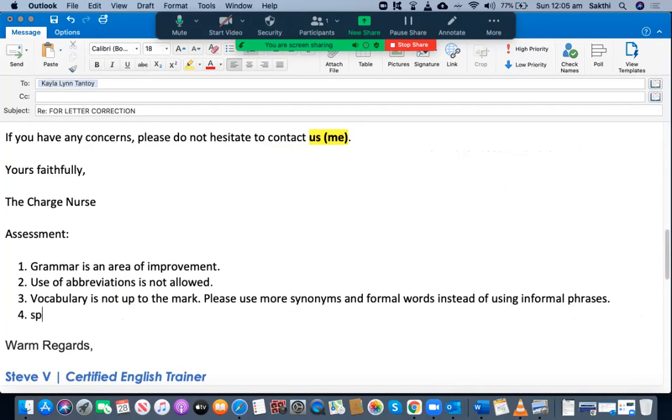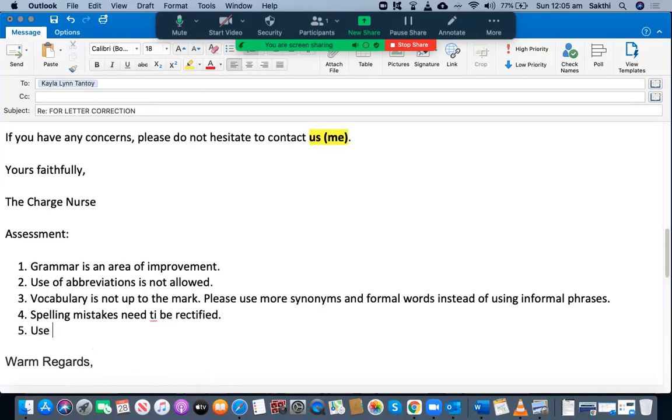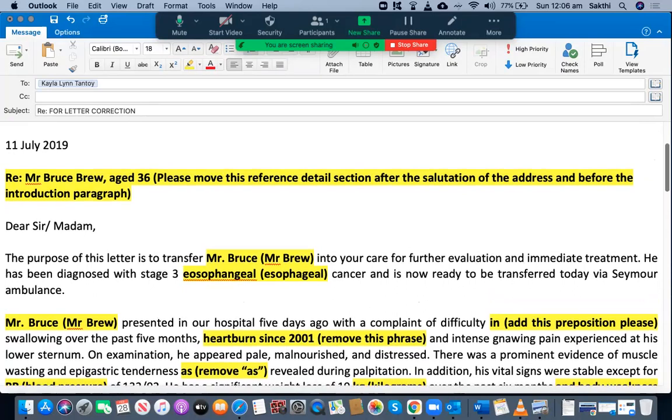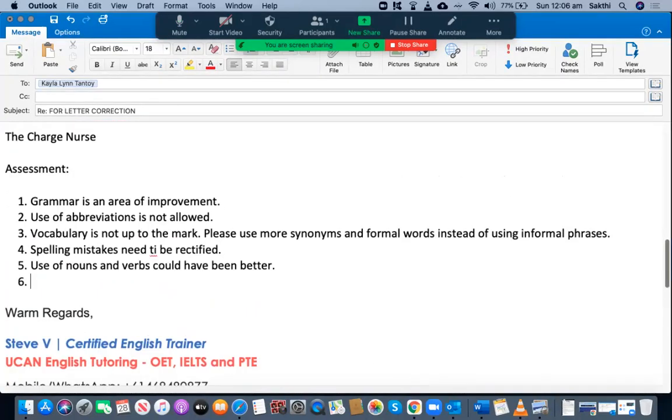Okay, spelling mistakes. Yes. Okay, spelling mistakes need to be rectified. All right, use of nouns and verbs could have been better. Use of articles, prepositions, punctuation marks. Okay, use of articles, prepositions, and punctuation marks could have been improved.